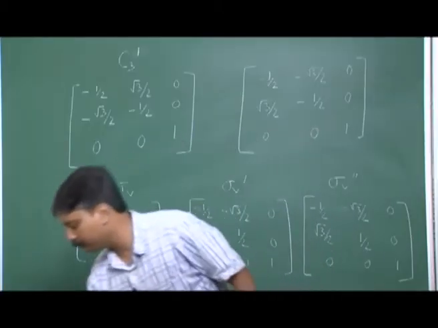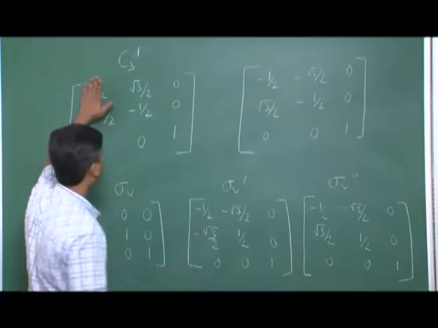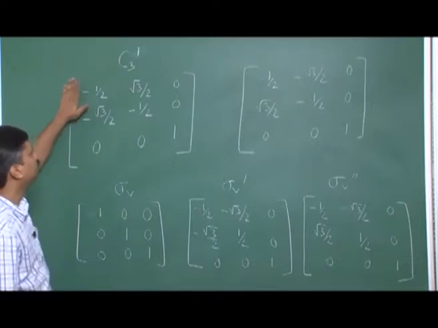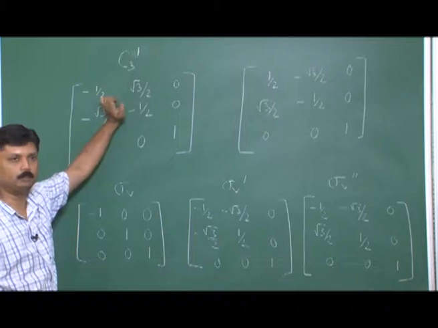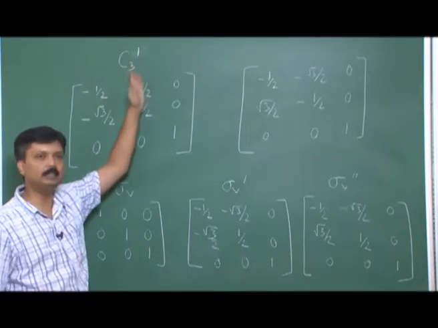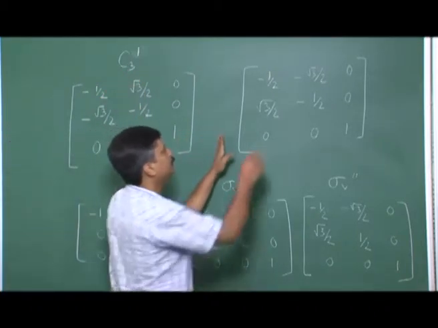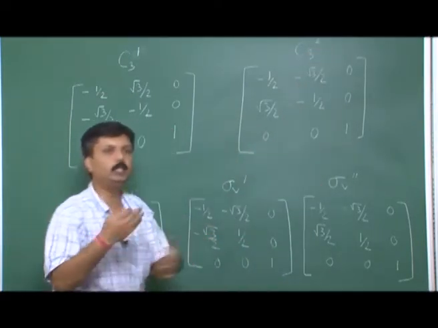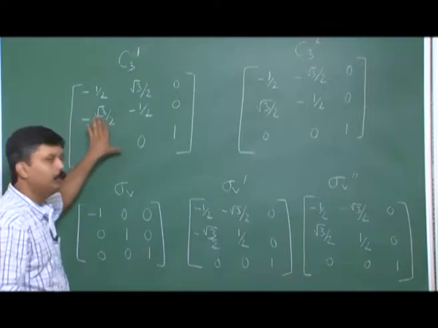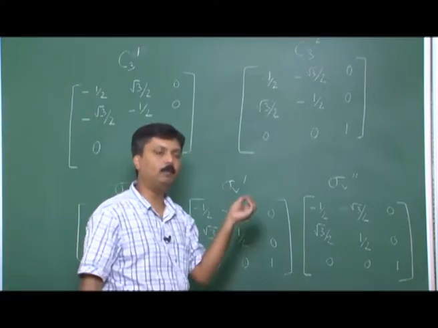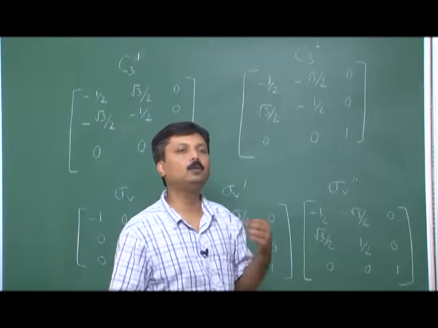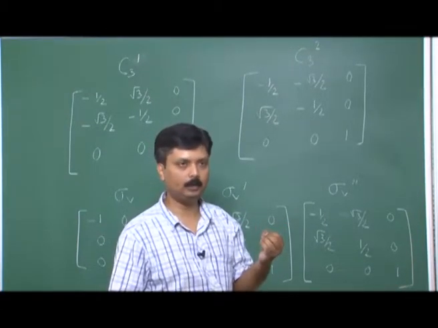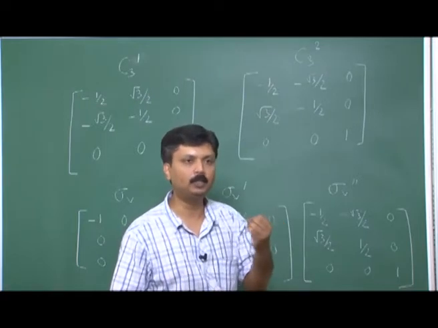Now if you concentrate on this here, this matrix represents the C3 symmetry operation. C3 means just C3, and this matrix represents C3 squared, that means operating C3 twice. When we discussed the ammonia problem quite some time back, we said that C3 and C3 squared form a class. That means C3 and C3 squared are conjugate elements of that group.